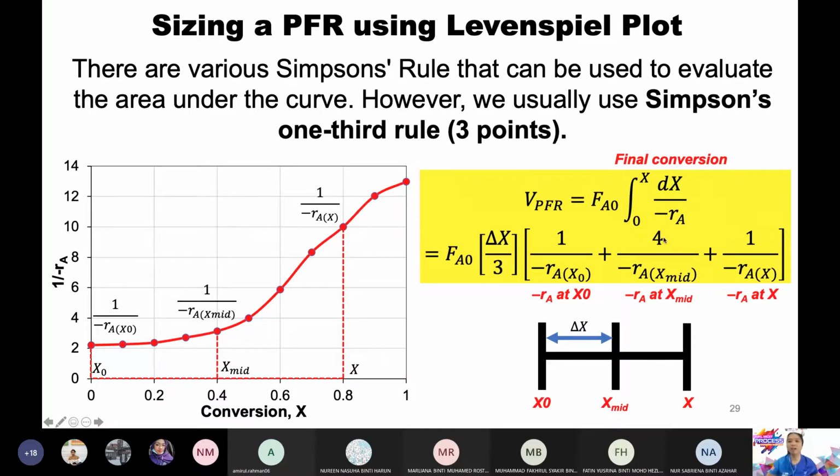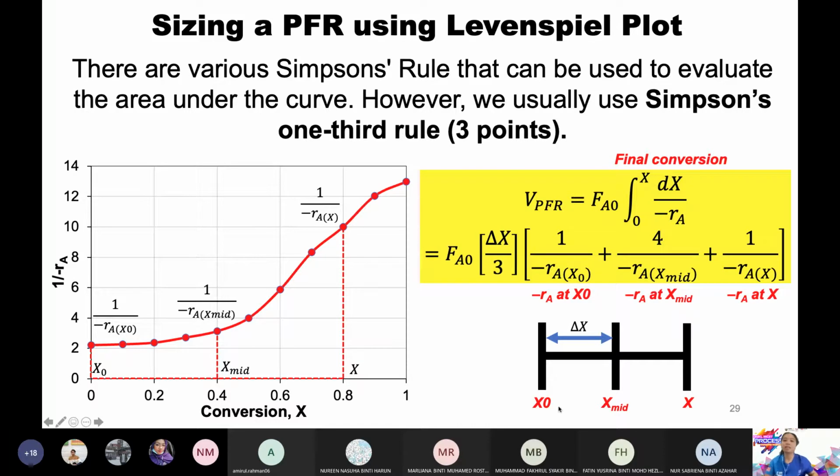Dia memang saya tak boleh explain in terms of engineering. In terms of mathematics, dia kata letak 4. So it's a 4 over minus rA at my middle X. 4 ni yang kamu akan confuse sikit. Dia kata 4 over minus rA at my middle X. What do I mean by middle X? Okay, ni kamu kena cari sendiri. Kamu kena tahu sendiri berapa middle X saya.